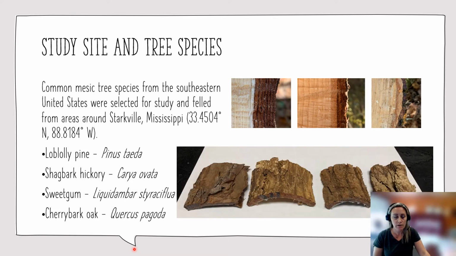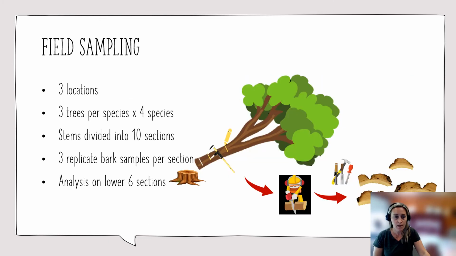In the picture below are examples of the 4 species included in our experiments with different external bark displayed, with loblolly pine, shagbark hickory, sweet gum, and cherry bark oak. At 3 different locations in the study area, 1 tree of each species was selected for sampling. Each tree was 16 to 20 centimeters in diameter at breast height. After felling, each tree was divided into 10 sections based on total height, and in total, 12 trees were sampled for this study. Bark samples were removed from each section using hammers and chisels for analysis.